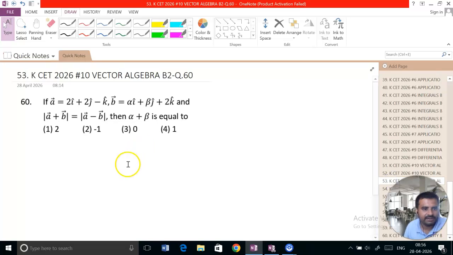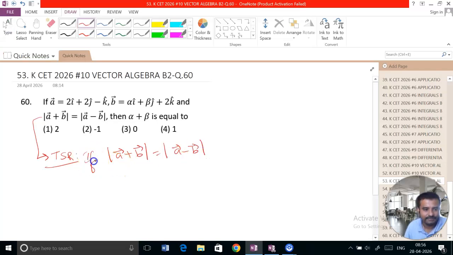And one more question they gave in vector algebra, that is A is equal to 2i plus 2j minus k and B is equal to alpha i plus beta j plus 2k, and they gave magnitude of A plus B is equal to magnitude of A minus B. Then we have to find out the value of alpha plus beta. So here the time saving result is, if the magnitude of the sum of two vectors is equal to the magnitude of the difference of two vectors, then their dot product will be 0.